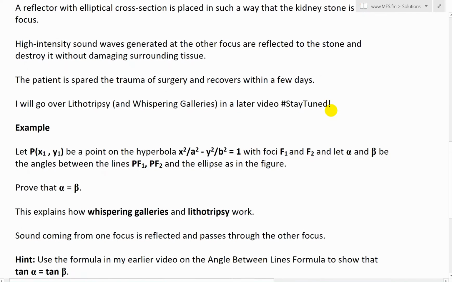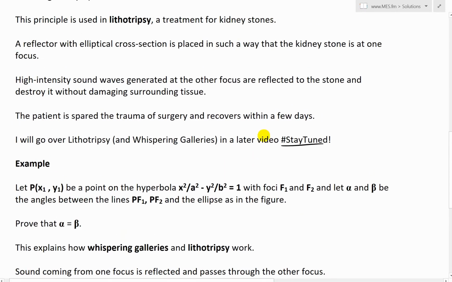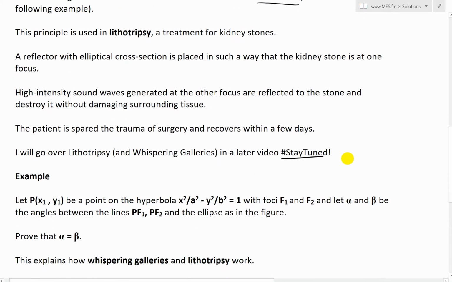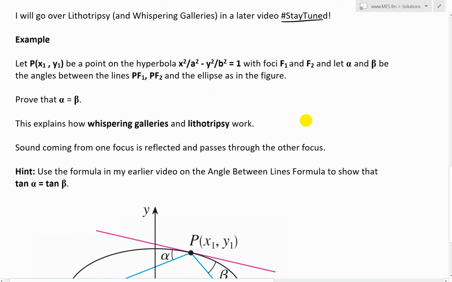I'll go over lithotripsy and whispering galleries as well in a later video, so stay tuned for that. I just wanted to bring to your attention that ellipses are pretty useful in real-world applications. So now let's look at this example and prove that reflective property of ellipses.